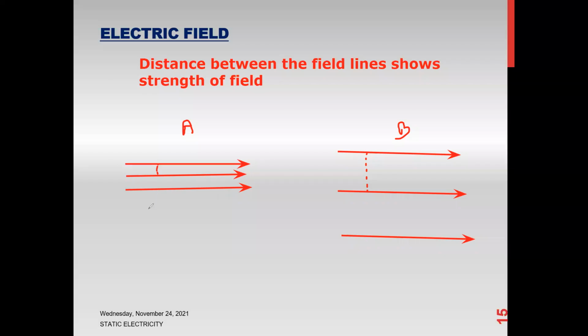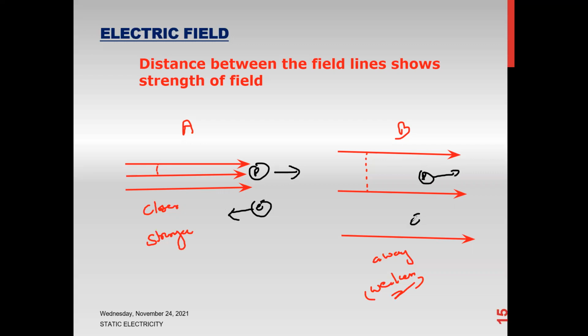So when the field lines are closer, it means it is a stronger electric field. When field lines are away, it means it is a weaker electric field. So the distance between the field lines is important. Stronger electric field when they are closer, and weaker electric field when they are away. And if there is a proton, it will move the same as the direction of the field line. If we have an electron, it will move opposite to the direction of the field line, because the direction of electric field is always from positive to negative.